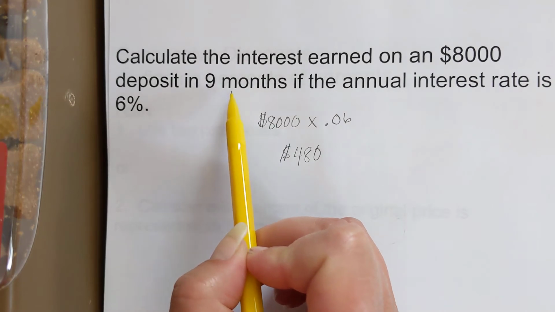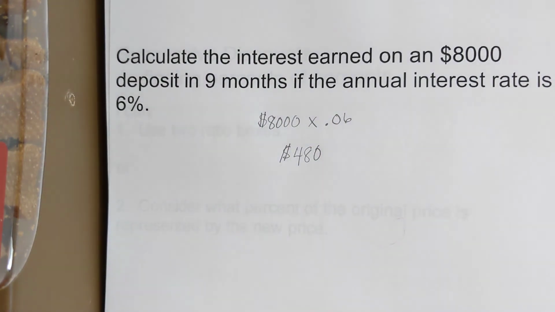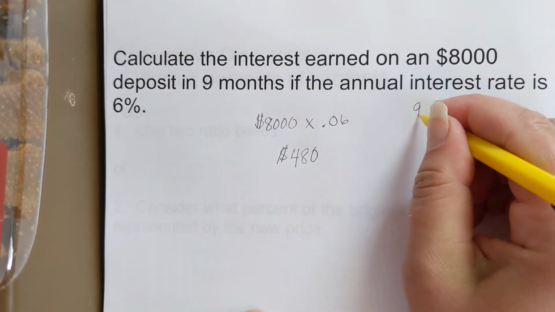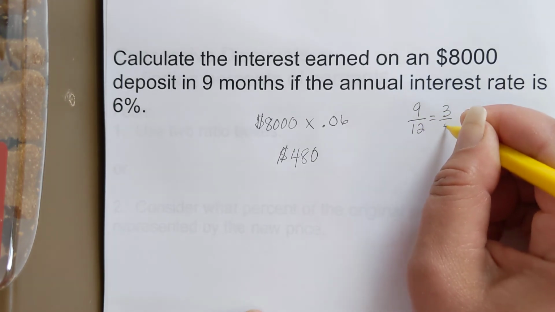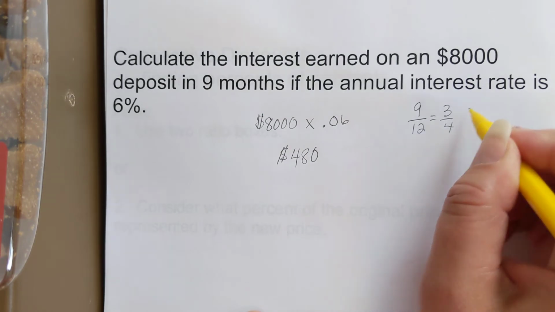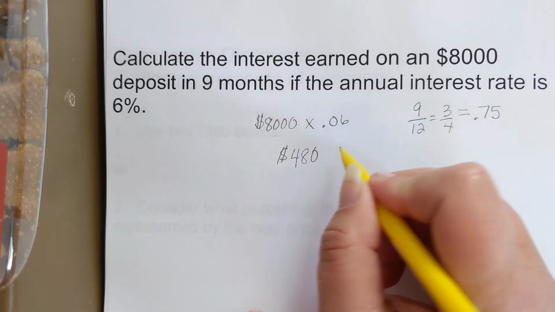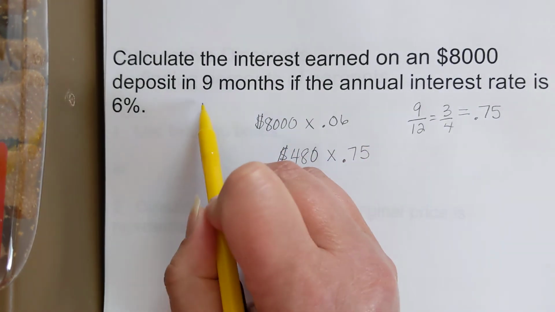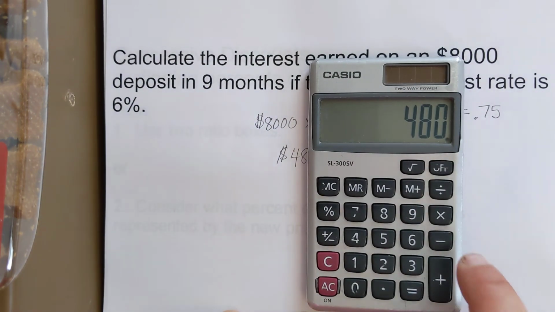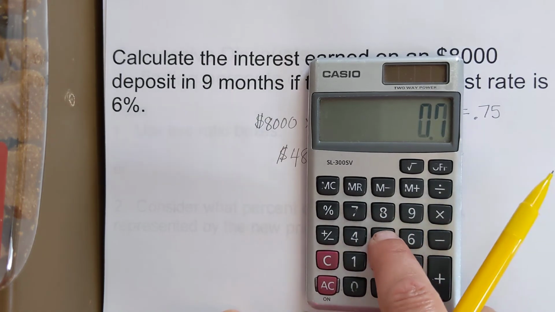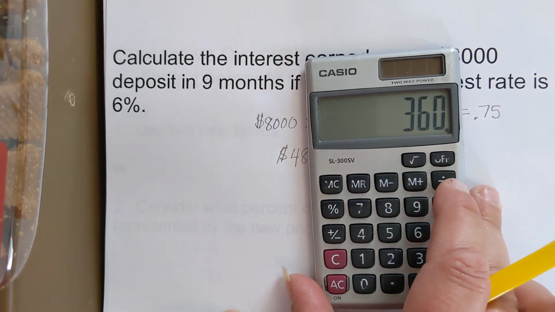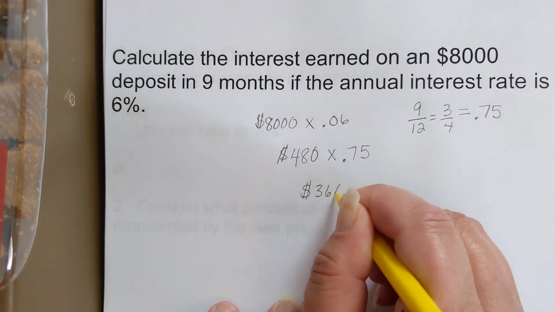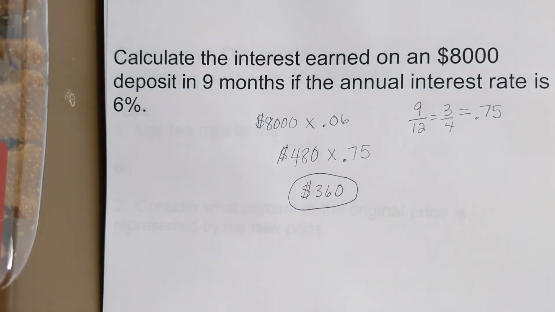Okay, this says we need it for 9 months. Well, we know that 9 months is 3/4 of the year, because 9 out of the 12 months would reduce to 3/4. So 3/4 is the same as 0.75. So let's take our 480 times 0.75 so that we are only counting 9 months. So for 9 months we're only getting $360. And that is the interest we would have for those 9 months.